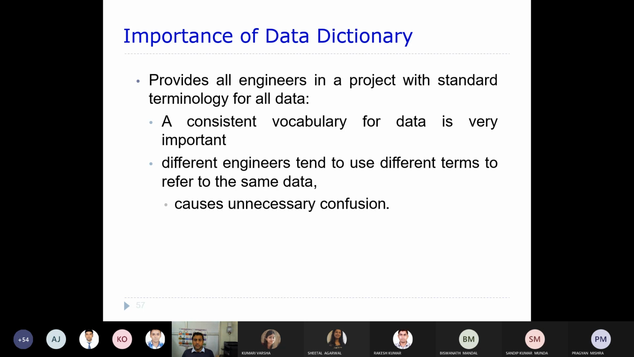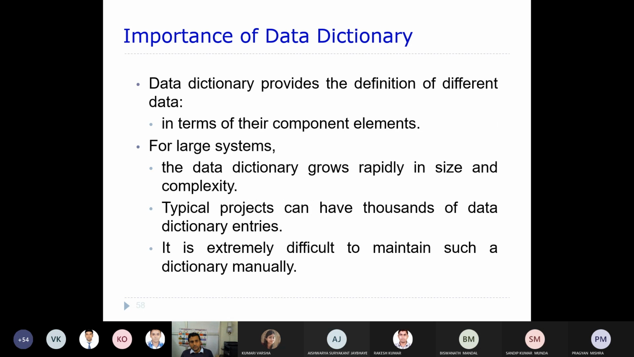Whatever data you are going to use, you need to apply some consistent vocabulary, right? So for the same data item, we should not give two names. Then it will really lead to confusion, right? So as part of the data dictionary, you will see various definitions of these different data items.